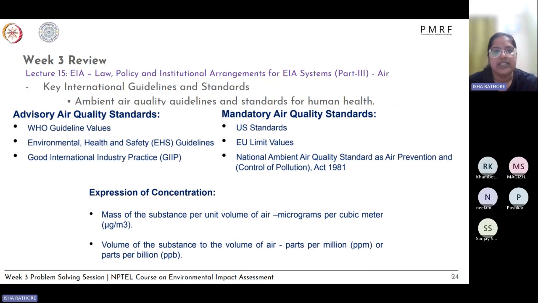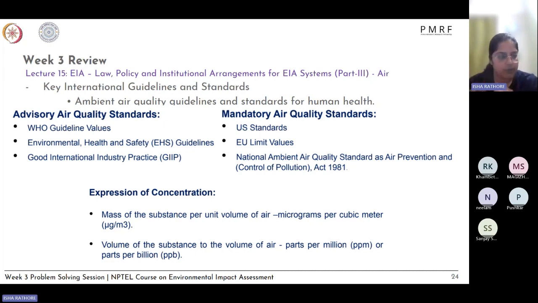Then mandatory air quality standards include your US standards and the EU limit values. For India, we have the National Ambient Air Quality Standards under the Air (Prevention and Control of Pollution) Act of 1981. In terms of how these standards work, there's a benchmark or limit on the type of pollutant and its concentration being present. These concentrations can be measured as mass of the substance per unit volume, in micrograms per cubic meter of air.